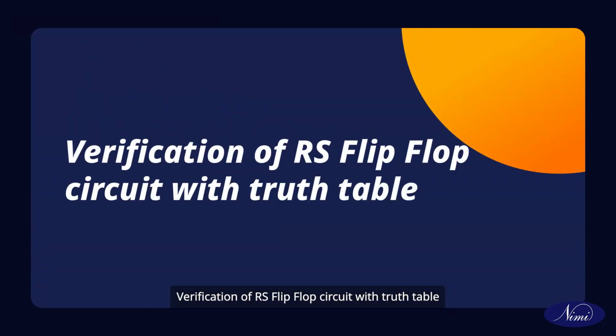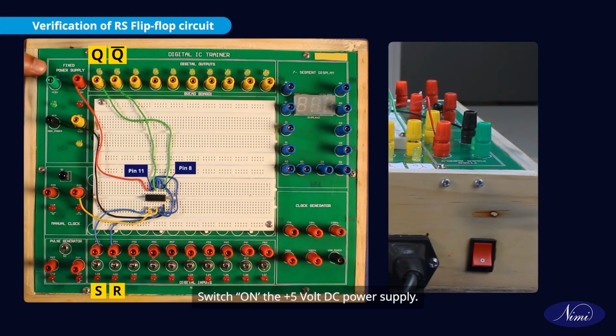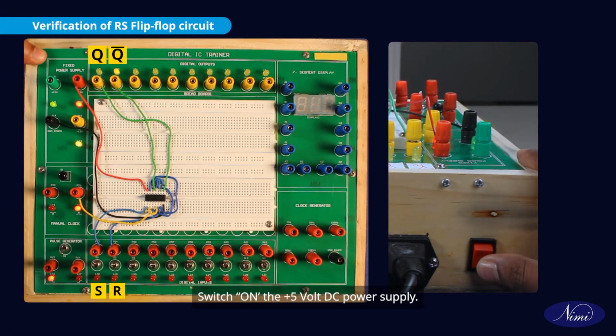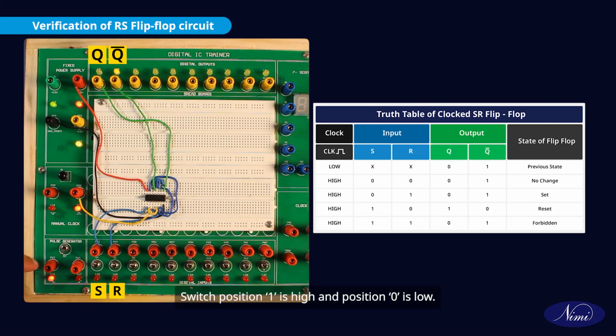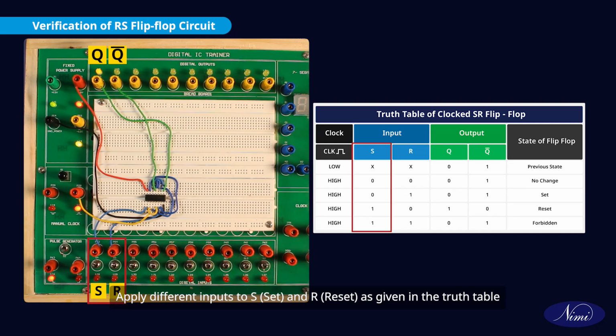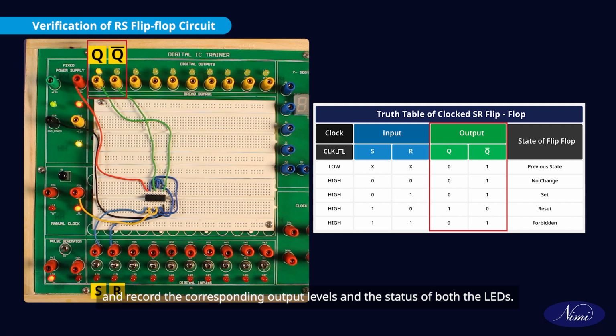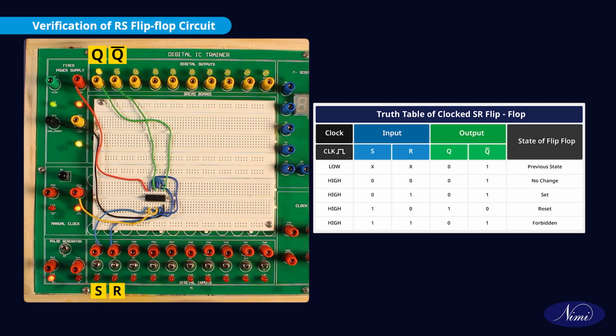Verification of RS flip-flop circuit with truth table. Switch on the plus 5 volt DC power supply. Switch position 1 is high and position 0 is low. Apply different inputs to S set and R reset as given in the truth table and record the corresponding output levels and the status of both the LEDs. LED on means 1 and off means 0.